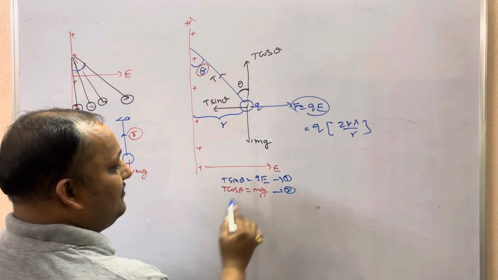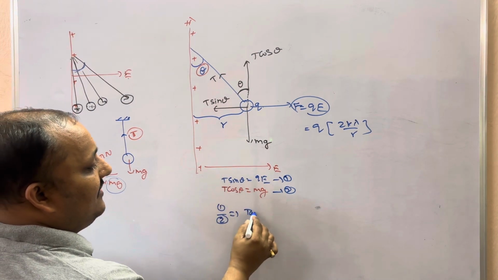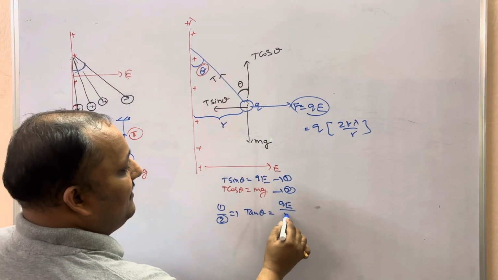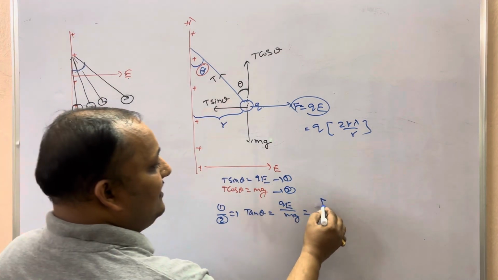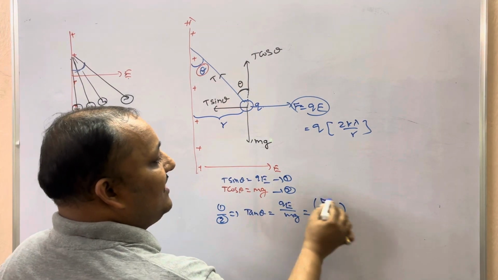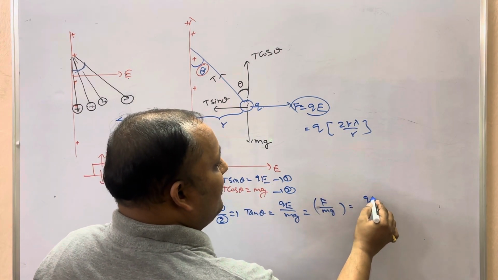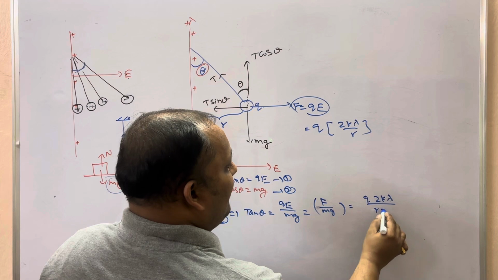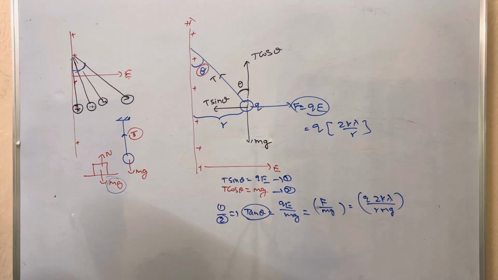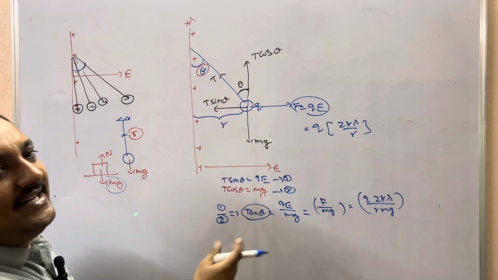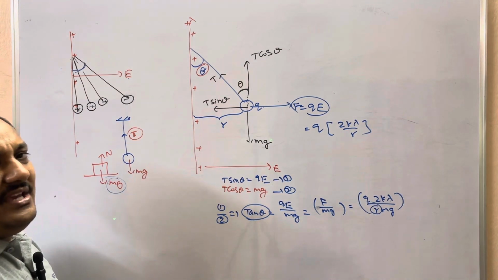Now divide these two, equation 2 by 1. What will you get? Sin theta by cos theta, tan theta, equals QE by mg. This much you need not remember. Already we discussed this: tan theta is equal to F by mg. Now that F is QE, and what is E? This one. Therefore finally you are going to get Q into 2k lambda by r mg. This is nothing but how much angle it is going to make. So after reaching what distance is it going to be at equilibrium position? At that time, r is the equilibrium position.